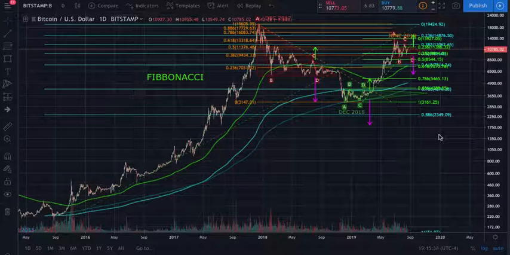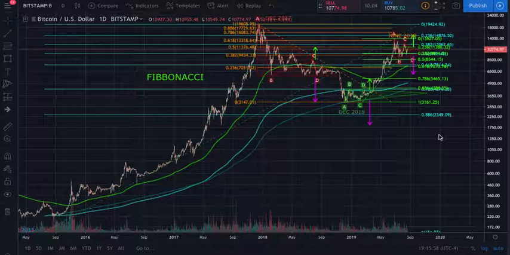I'm Crypto Trend Trader. Today we're going to be taking a look at the Fibonacci sequence and our Fibonacci retracement tool. Before we get started, I'd like to say that this is not financial advice. I'm not a financial advisor. I'm just giving you some insights on the market as well as some of the knowledge I've picked up in technical analysis over the years.